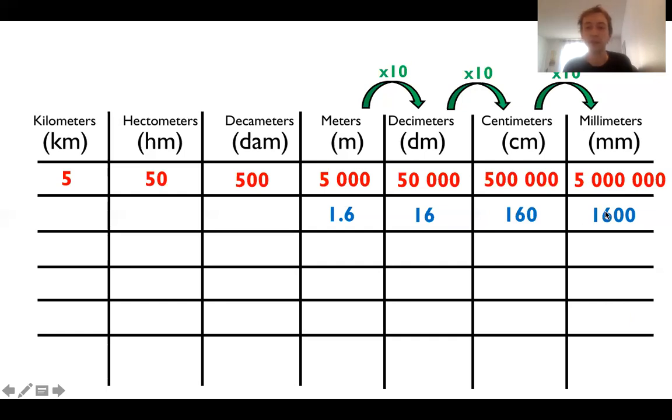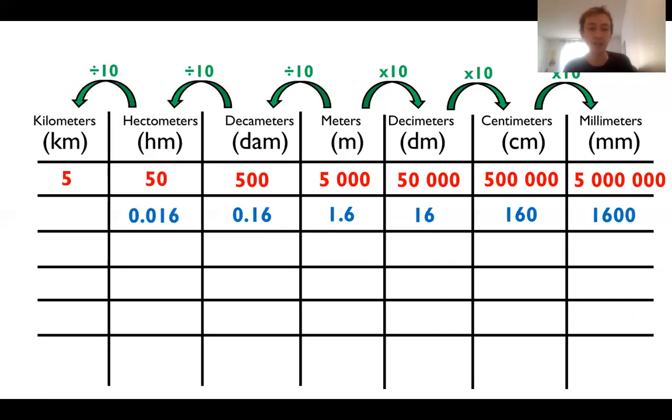If I want to go to the left and find out how many decameters tall you are, it's 0.16 decameters. Now we're dividing by 10 because we're going the other way. Divide by 10 again, you get 0.016 hectometers and then 0.0016 kilometers. So once again, can you measure your height in kilometers? Absolutely you can. It's just really not convenient.